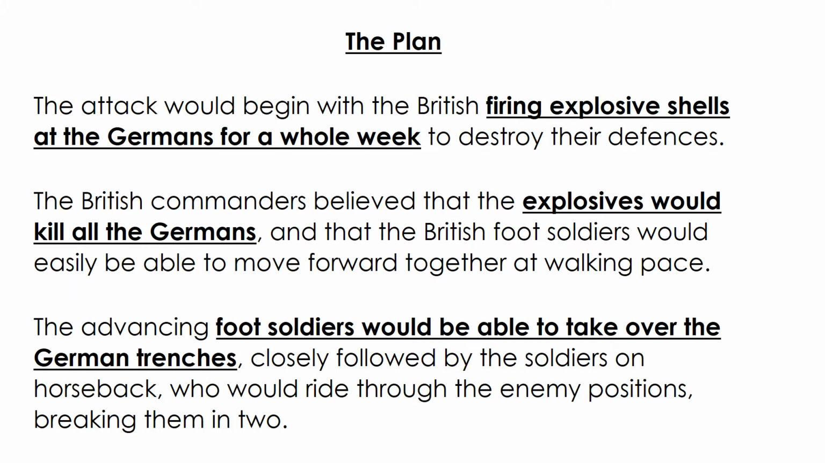So you'll see here the attack would begin with the British firing explosive shells at the Germans for a whole week to destroy their defences. The British commanders believed that the explosives would kill all the Germans, so the British foot soldiers would be easily able to walk towards them. The advancing foot soldiers would be able to take over the German trenches, closely followed by the soldiers on horseback, who would then ride through the enemy positions, breaking them in two. So that was the plan.